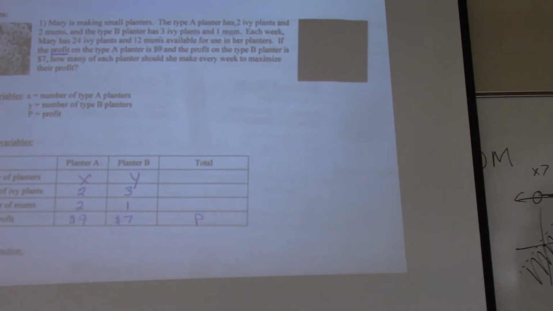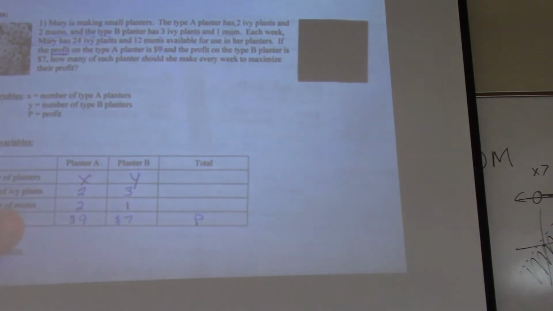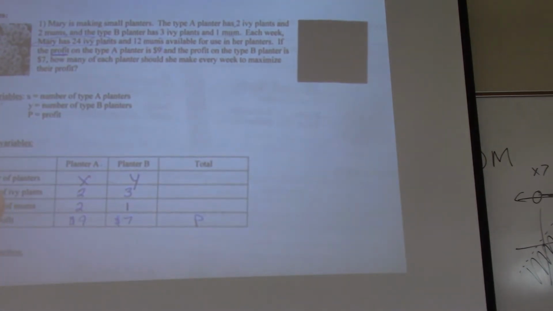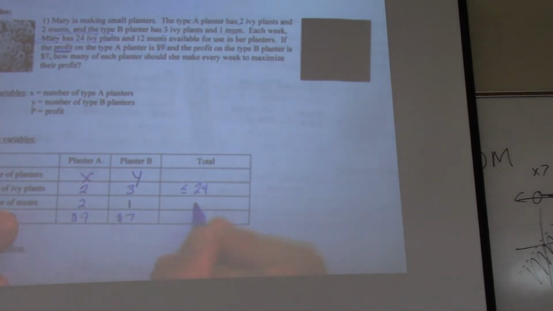Now in terms of the ivy plants and the mum plants, well, look right in the problem. Each week, Mary has 24 ivy plants. Again, can we go over 24? No. So, 24 is the total number of ivy plants. Again, we can't go over it, so let's just write less than or equal to in there. We got a number of mum plants, cannot exceed 12. Okay, so let's put less than or equal to in there as well.